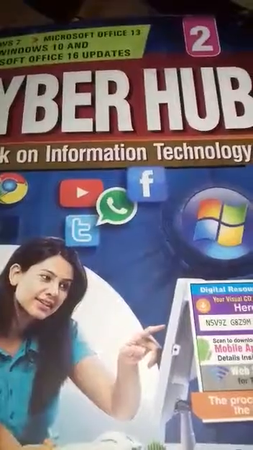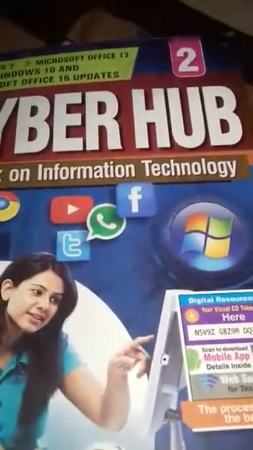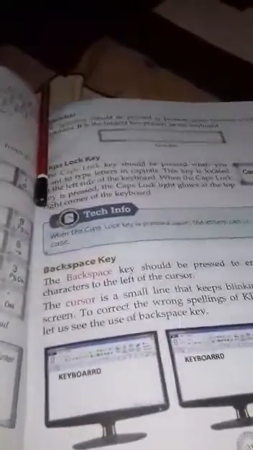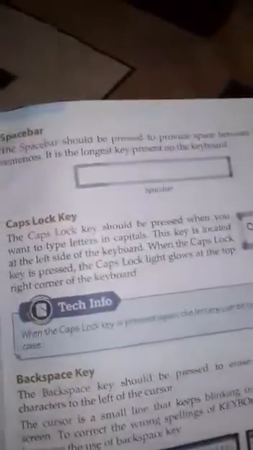This is your computer book. Open your book, children. Class 2 computer book. Children, last class I taught you about different types of keys present on the keyboard. Today we will continue the same lesson and we will read about some other keys present on the keyboard.